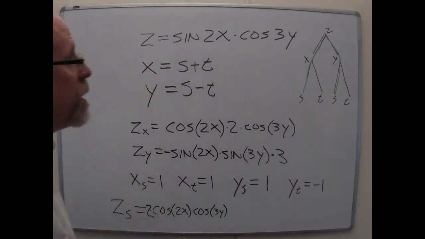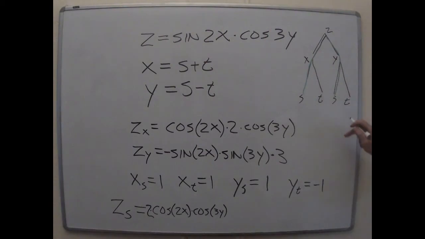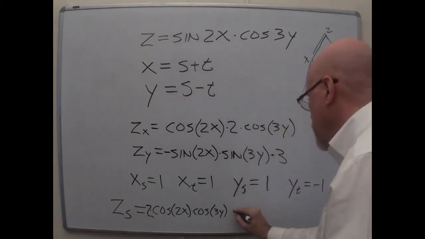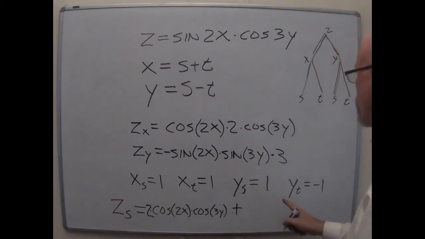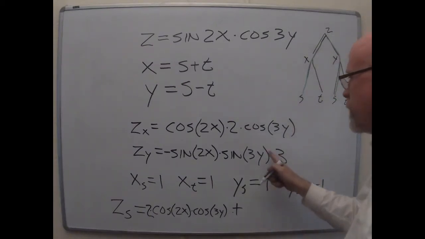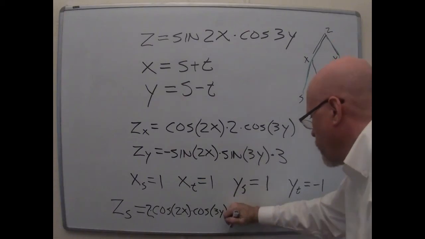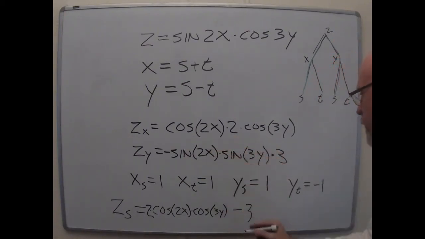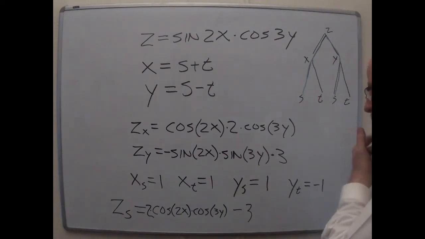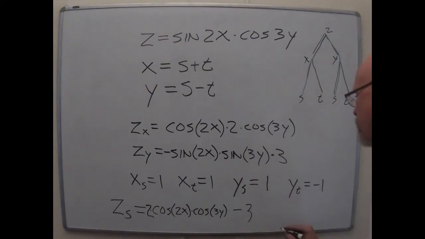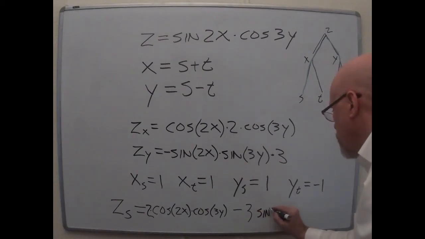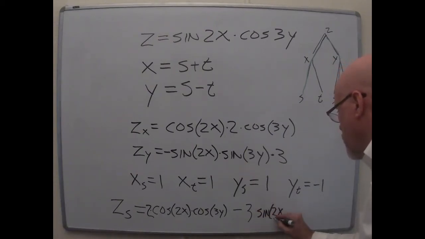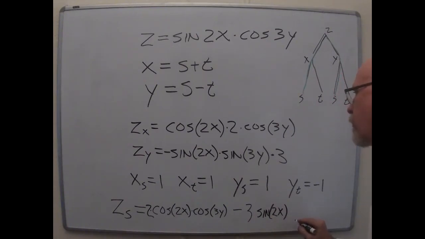But we also need the y and s branch, which would have y's s derivative is 1. Don't have to worry about that. Z's y derivative is this expression. Okay, so it's minus. I'm going to put the 3 here into the front again, just like I did. I like my constants to go up front. That's just a thing with me. Sine 2x sine 3y.